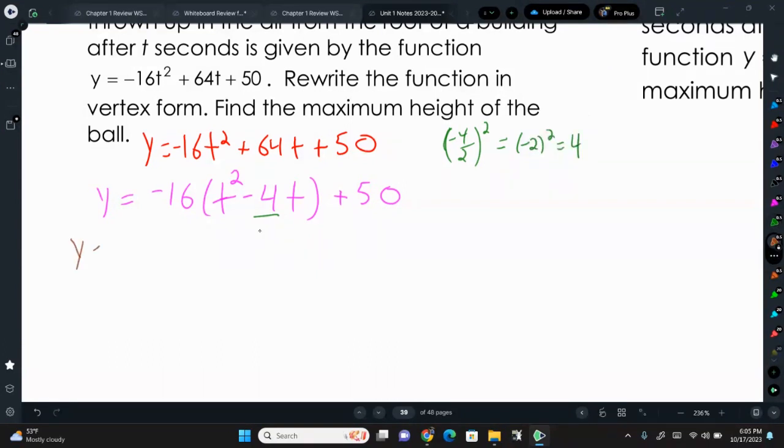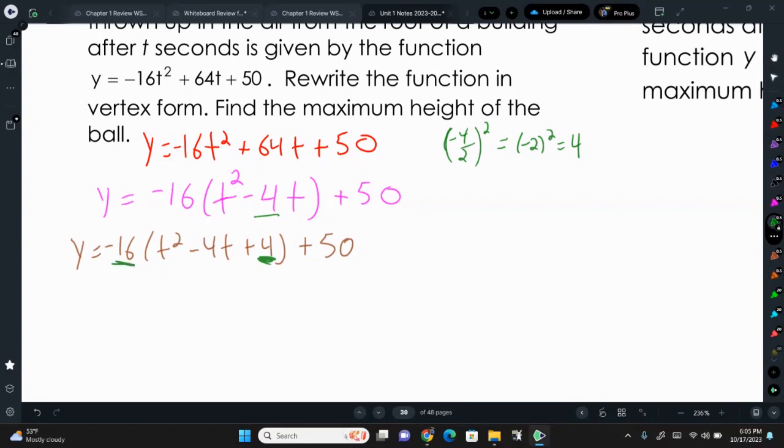So I'm going to add 4 inside this parenthesis, but then when I subtract 4, again, I'm not going to subtract 4, I'm going to subtract 4 times -16, which is -64. And since I'm subtracting -64, that gives me plus 64. Factor that to t minus 2 squared, and then 50 plus 64 is 114.